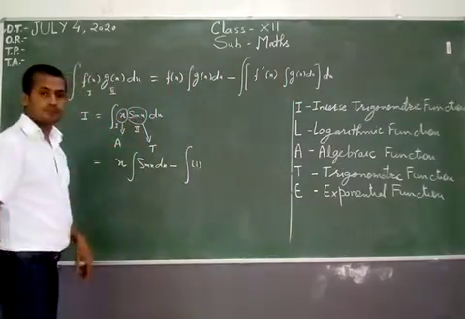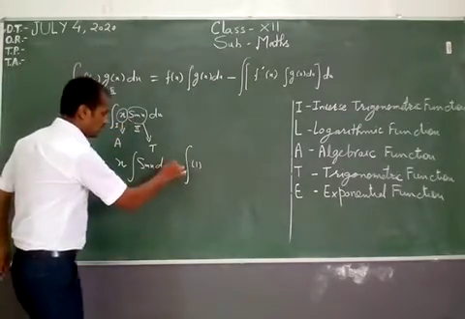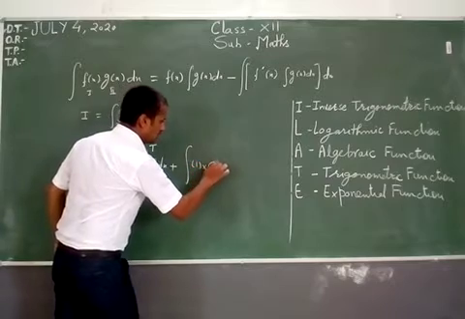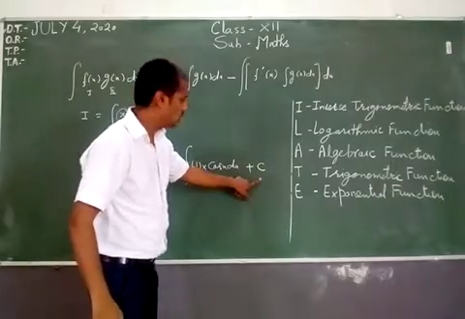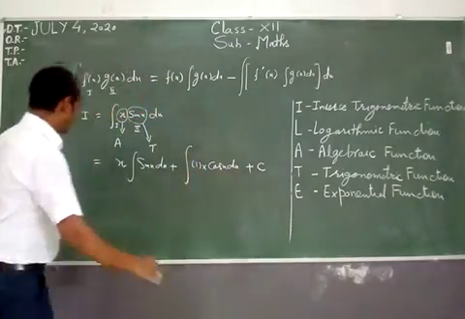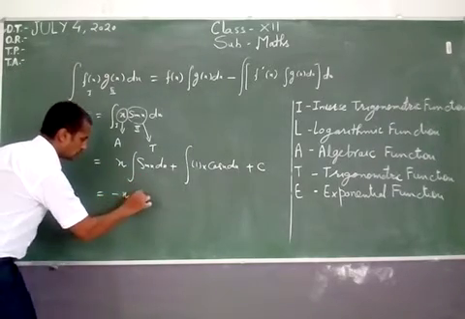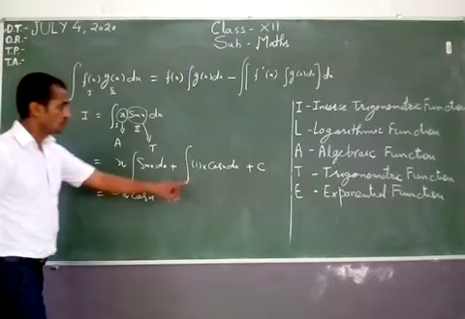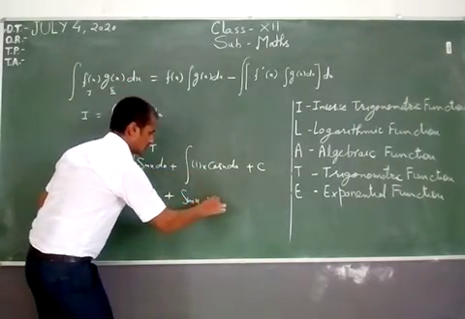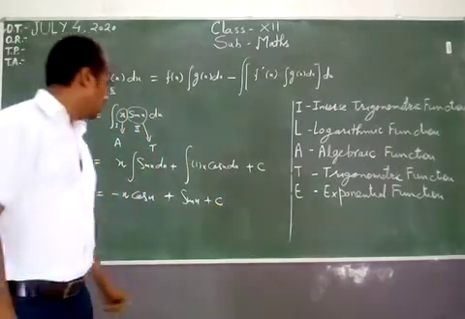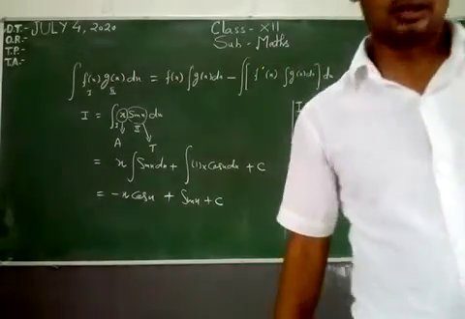Integration of second: we have the second function sin x. The integral of sin x is minus cos x. We can write here cos x dx. We can add the constant of integration only one time. Again we have to solve the integration of sin x: minus cos x plus integration of cos x, which gives sin x. This is the method to find the integral of two functions in multiplication.